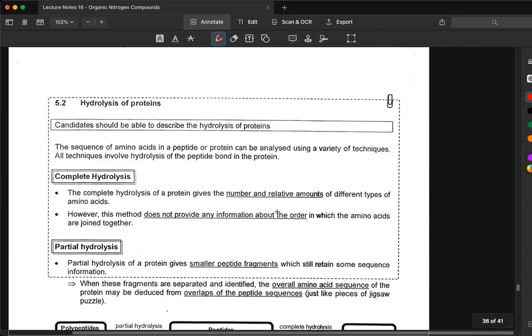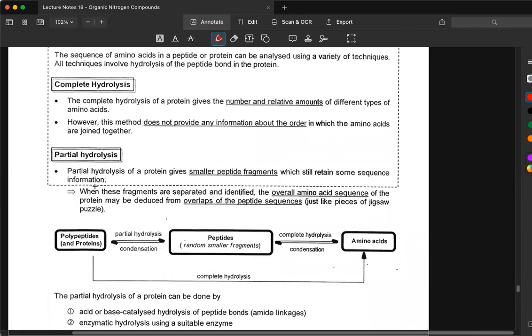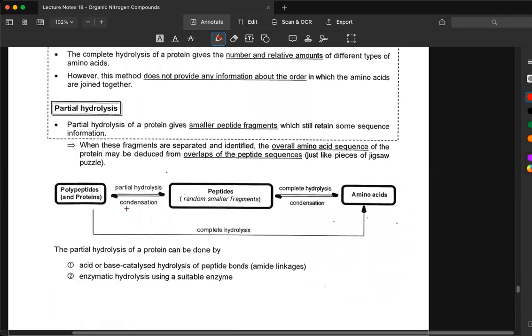The sequence of amino acids in a peptide or protein can be analyzed using various techniques. So we can use complete hydrolysis. A completely hydrolyzed protein will give the relative amounts of the different types of amino acid. However, it doesn't tell me the order. So we will do partial hydrolysis, which gives us smaller peptide fragments, which retain some sequence information. When these fragments are separated and identified, the overall amino acid sequence can be deduced from the overlapping of the peptide sequences, like pieces of a jigsaw puzzle.